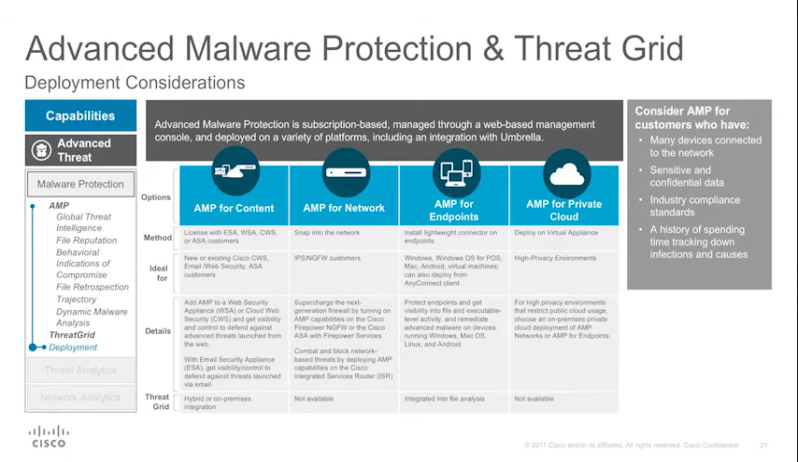AMP for Private Cloud can be deployed as an on-premises, air-gapped solution built specifically for organizations with high privacy requirements that restrict using a public cloud for disposition lookups. Finally, AMP ThreatGrid is a standalone malware analysis and threat intelligence product that can be deployed in the cloud or as an on-premises application. ThreatGrid threat intelligence and advanced malware analysis capabilities are also built into the other AMP deployments in varying capacities.